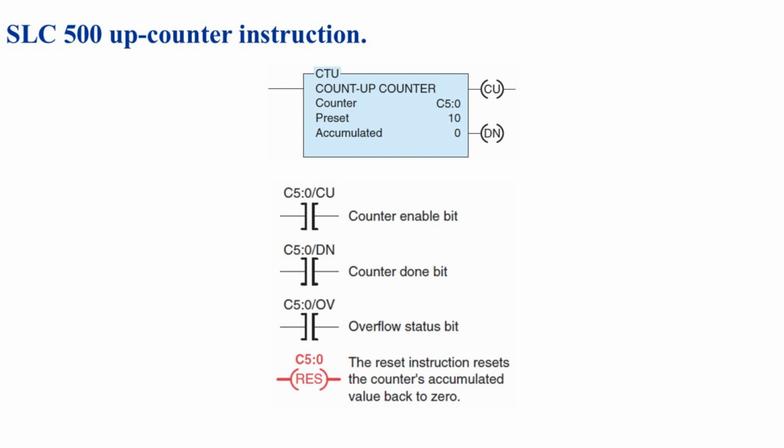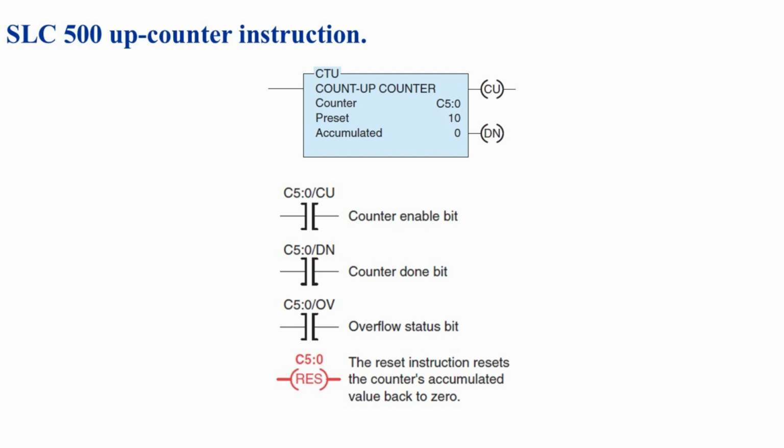Below the counter block, you can see several status bits displayed individually. The CU bit is the counter enable bit. It's true whenever the rung containing the counter is true. The DN bit is the counter's done indicator, turning on once the preset value is reached. The OV bit is the overflow status bit, which turns on if the counter exceeds its maximum limit. Finally, the reset instruction, labeled RES, is tied to the same counter address, C5:0. When the reset rung is energized, it clears the accumulated value back to 0, allowing the counter to start a new counting cycle.